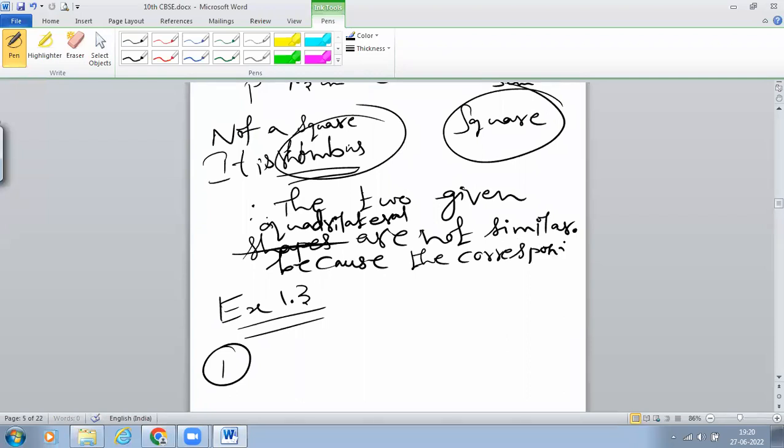If the corresponding angles are equal only, then we can say they are similar. Here the corresponding angles are not equal. For one quadrilateral the interior angle is 90 degree, but for the other quadrilateral the interior angle is not equal to 90 degree. Therefore, the two given quadrilaterals are not similar because the corresponding angles are not equal. Please copy this. This is the answer for the previous one.